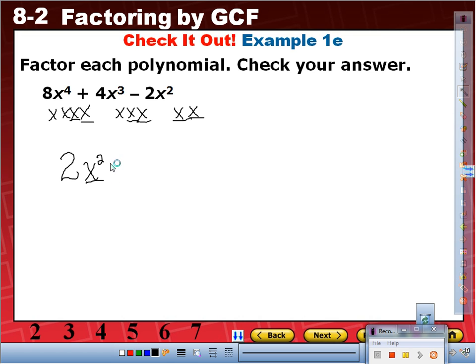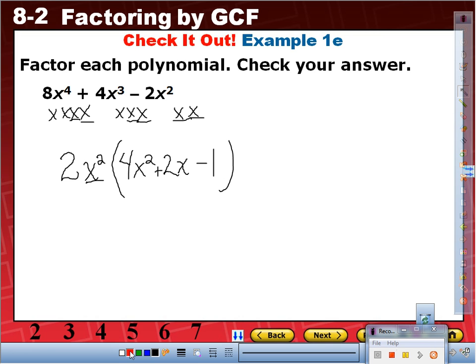So here we go. So open your paren. 8 divided by 2, that's 4. X to the 4th divided by x squared is x squared. Plus 4 divided by 2 is 2. X cubed divided by x squared is x. Negative 2 divided by 2 is negative 1. X squared divided by x squared is 1, which 1 times 1 is 1.